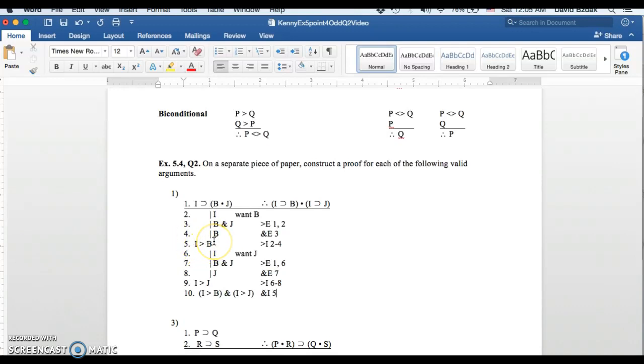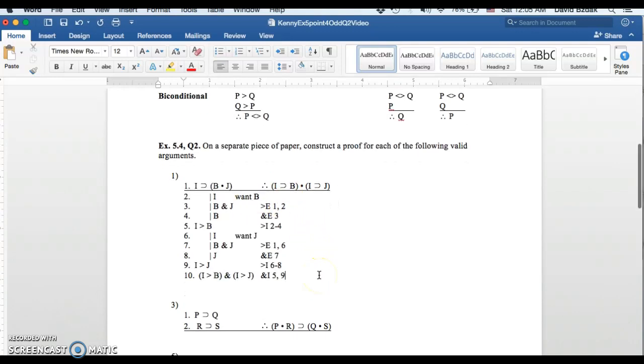First conjunct is on line 5. Second is on line 9. Now we're done. Now we have the conclusion. So this is called multiple subderivations.